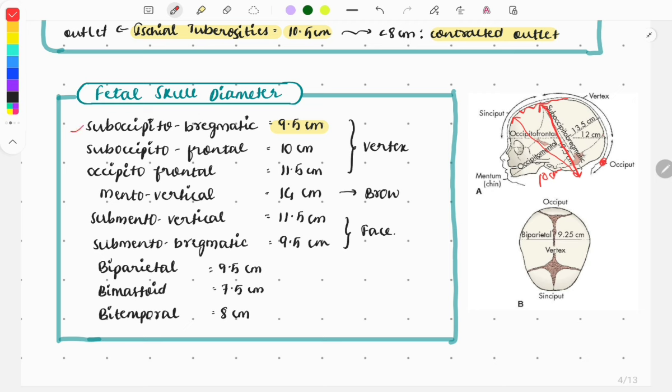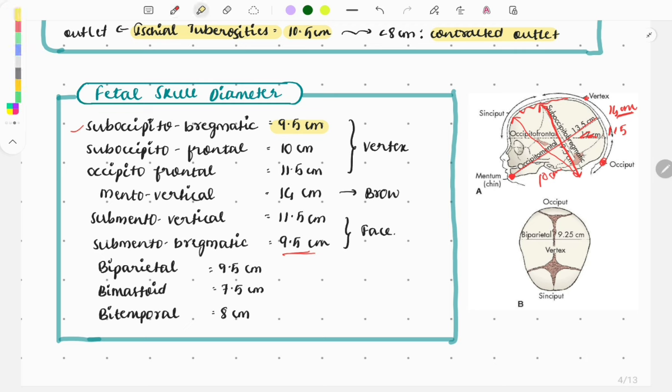Then the occipitofrontal, 11.5 centimeter. It's not 12, it's 11.5 centimeter. Then the mentovertical, where this is the mentum and this is the vertex. This mentovertical is 14 centimeter and it is the largest diameter. Then submentovertical, 11.5, and submentobregmatic, 9.5.